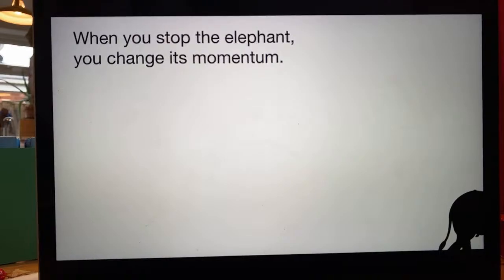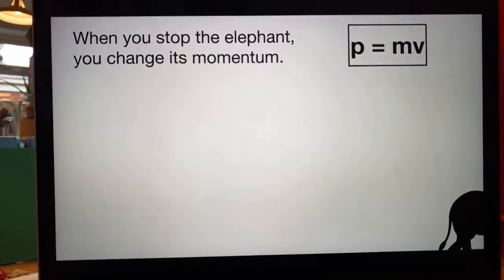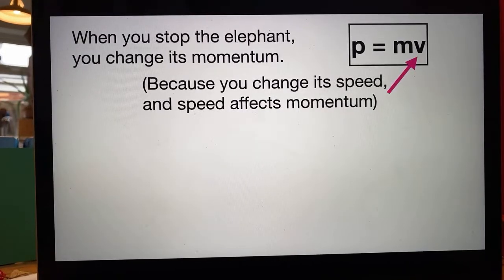When you stop the elephant, you change its momentum. Is that okay? So the momentum of the elephant is just mass times its velocity. So obviously, if you stop the elephant, you're changing its velocity. So you're changing its momentum. Okay.